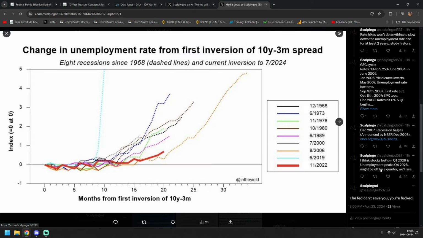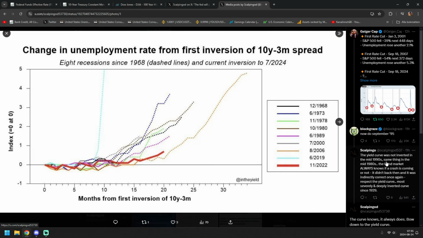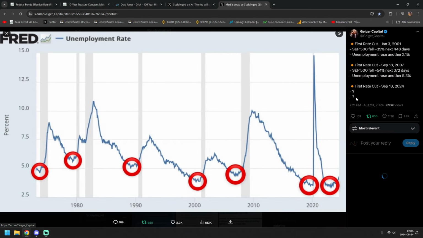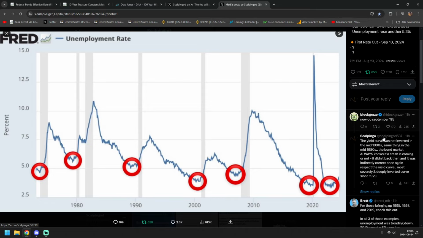Some guy here wrote in. Wait, where is it? I think it's in here. This guy tweeted here: after the first rate cut September 18, 2007, S&P fell roughly 54% in the next 372 days, and unemployment rate rose another 5.3%. The guy goes, now do September 95.